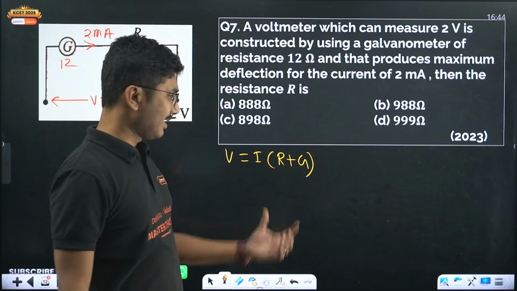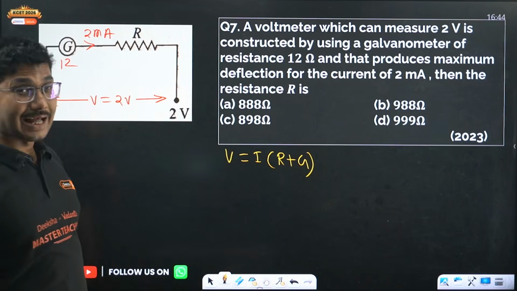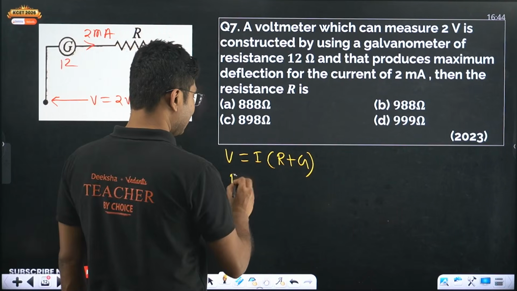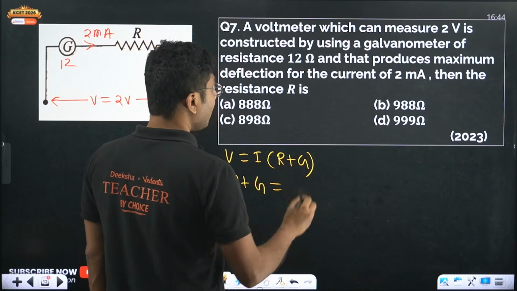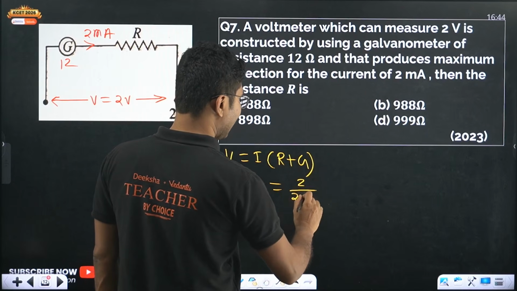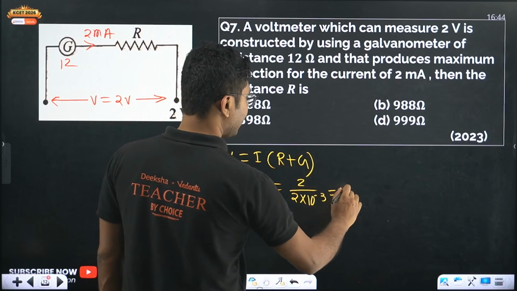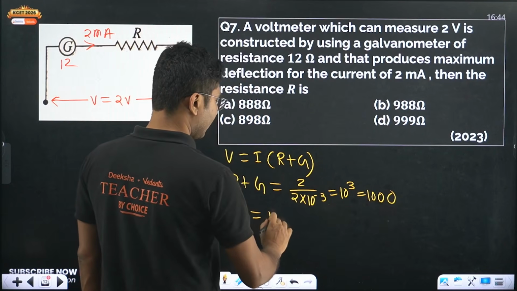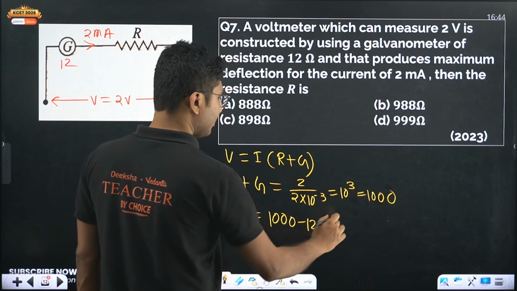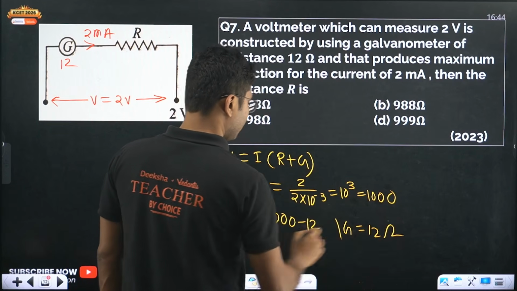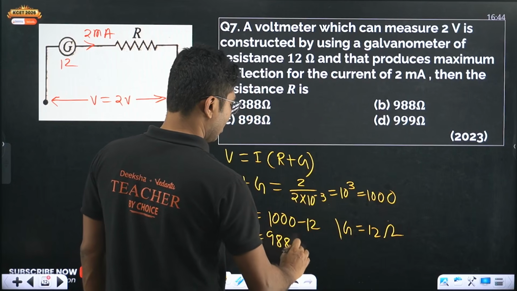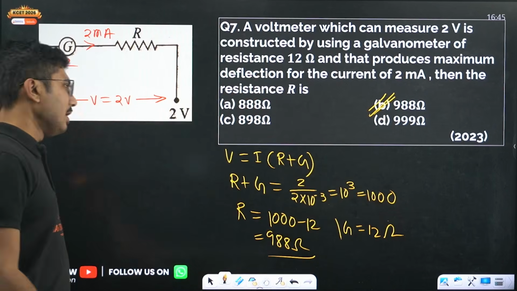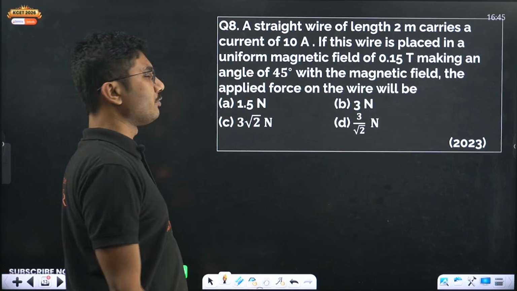V equals I into R plus G. V is equal to IR. Now here R is not alone, there is a galvanometer also there. So V is equal to I into R plus G. V is 2 volt, current is 2 milliampere, so that is 10 to the power of minus 3, which gives 1000. So resistance equals 1000 minus 12, G equals 12 ohm, so it will be 988 ohm. So correct answer is 988 ohm, option B. Easy question. Don't waste time on easy questions. Try to solve it as quickly as possible.